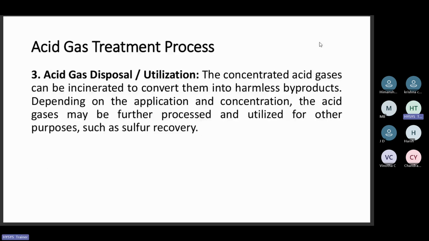Then what is done with those acid gases which are removed? These gases are either disposed of through an incineration process, or they can be further used for applications such as sulfur recovery. The concentrated acid gases can be incinerated to convert them into harmless byproducts, depending on the application and the concentration. The acid gases can be further processed and utilized for purposes like the sulfur recovery process.